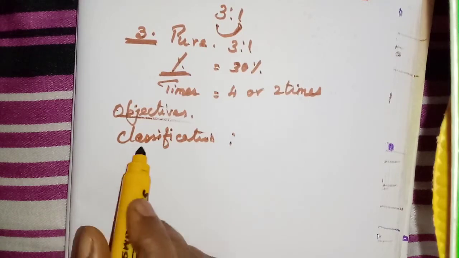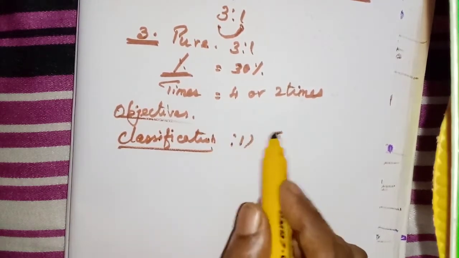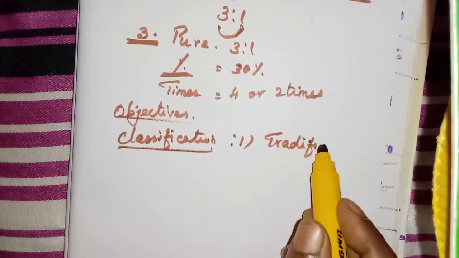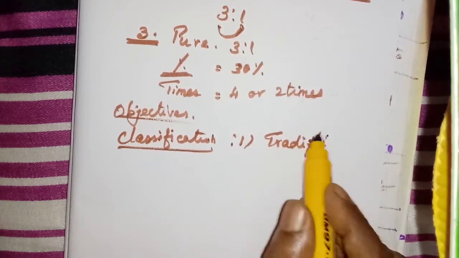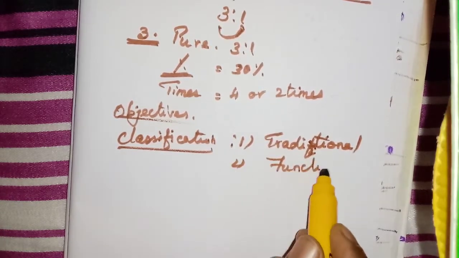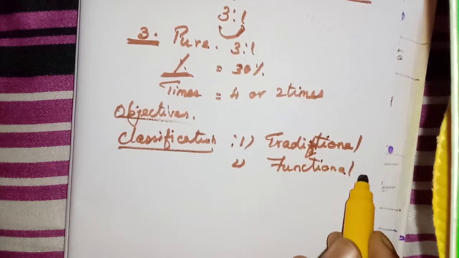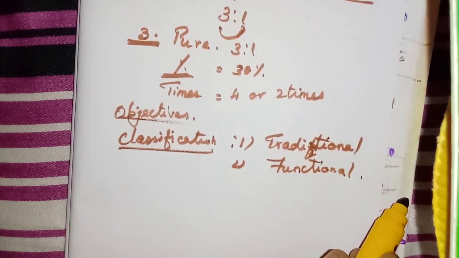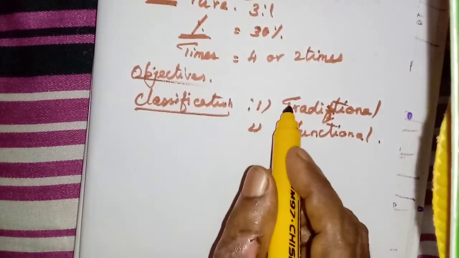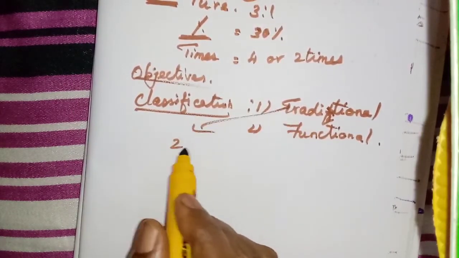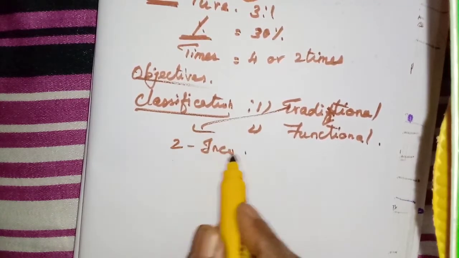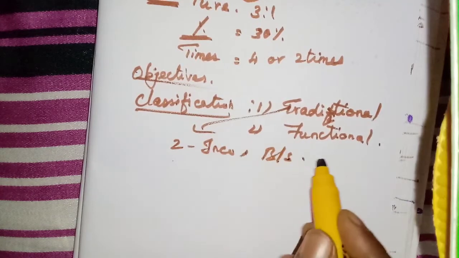Then classification types. The ratio analysis is classified into 2. One is traditional classification, the other one is functional classification. First one, traditional classification. The traditional classification relates to the financial statements. We have two statements, isn't it? One is the income statement, the other one the balance sheet.